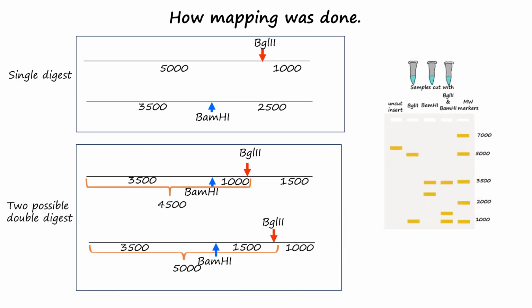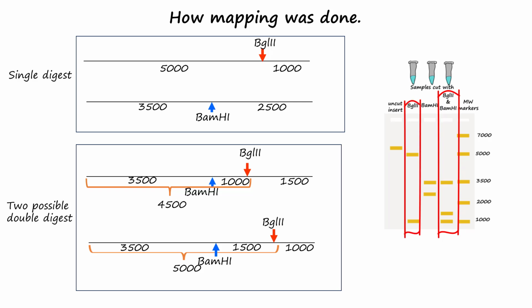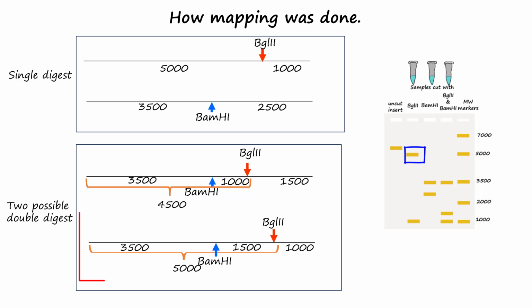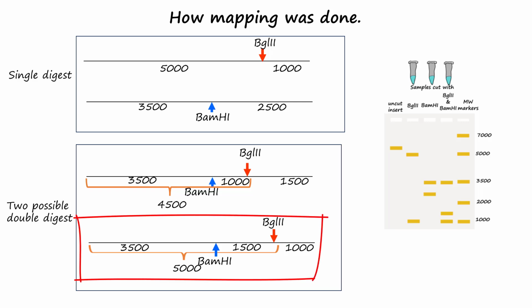So now a comparison is made between the double digest and the BglII digested fragment. Since there is a 5000 base pair fragment in the BglII digested DNA, 2 fragments in the double digest must add up to 5000 base pairs. Thus, the 1500 base pair fragment must be at the center and the map is as shown here.